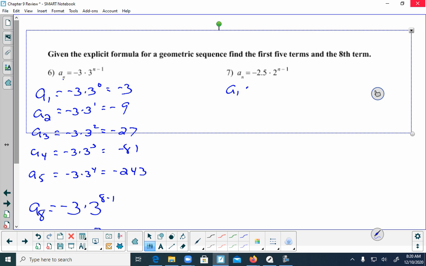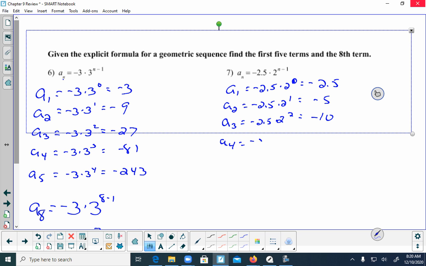So the first term, I'm substituting in 1. So this would be negative 2.5 times 2 to the 0, which will be negative 2.5. The second term will be negative 2.5 times 2 to the first power. That looks like a 1, but that's a 0. And that'll be negative 5. Then the third term, negative 2.5 times 2 squared, will equal negative 10. Fourth term, negative 2.5 times 2 to the third, will equal negative 20. And then finally the fifth term, negative 2.5 times 2 to the fourth, which will be negative 40.